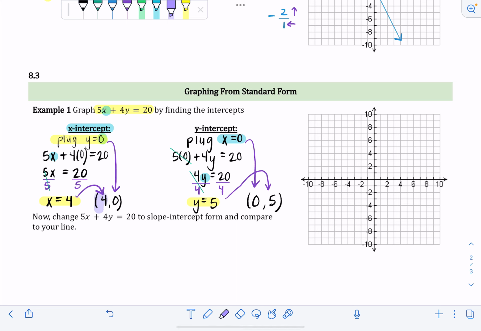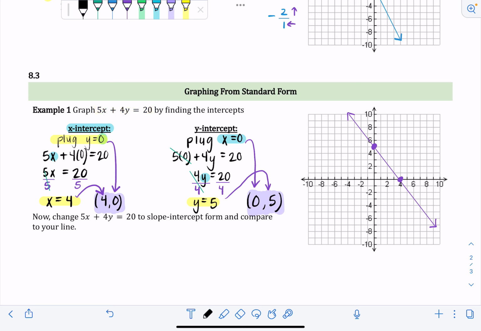So I can put these 2 points on my graph. So 4, 0. Right here, I go right 4, and then I don't go up or down at all. And then 0, 5, I don't go left or right, I just go up 5, so up here. And then you only need 2 points because it's linear, and we just need to use a straight edge to connect those lines. Okay, so that's one method to graph when it's in standard form.